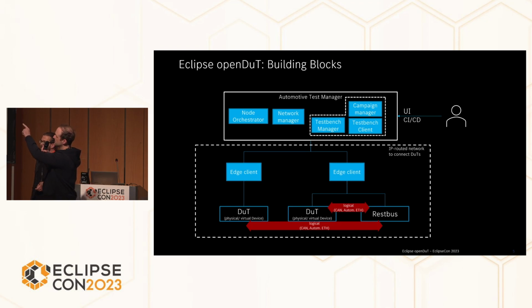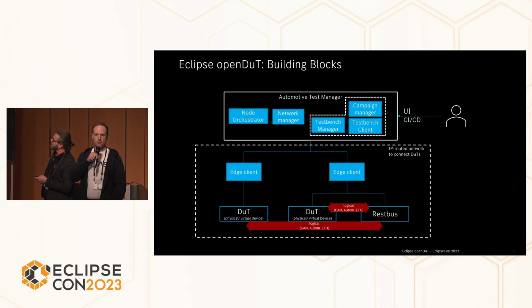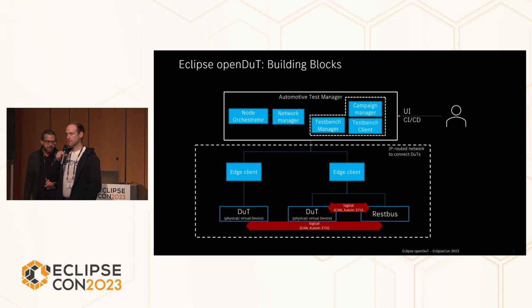Then there is this dotted line in between the upper box, and these are the components to manage and finally also to run the automotive tests on the edge clients and later on also on the DUTs. You can see we have here also an interface with the user or with a CI/CD pipeline, so it shall be fully automated, of course.